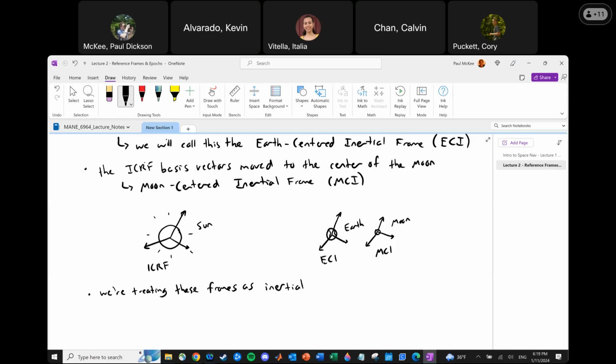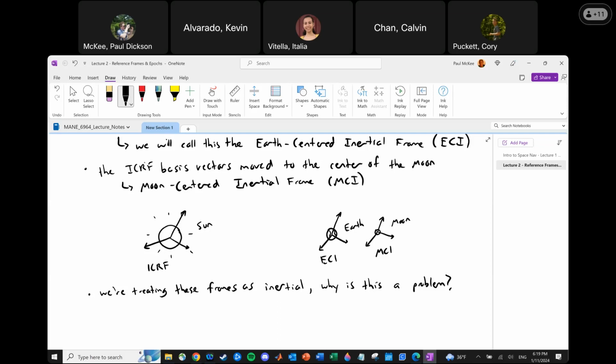We are treating these frames as inertial. Why is this a problem? That's an open question. First of all, if anybody's feeling brave, what is an inertial frame and why aren't these inertial frames? Anybody? I can try.